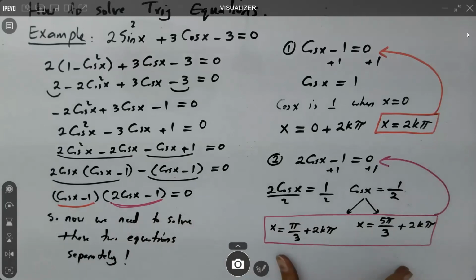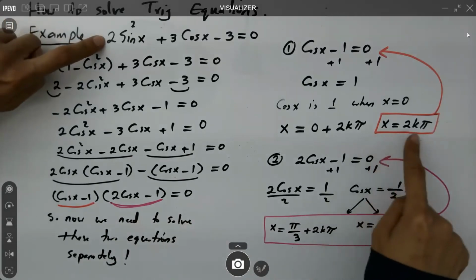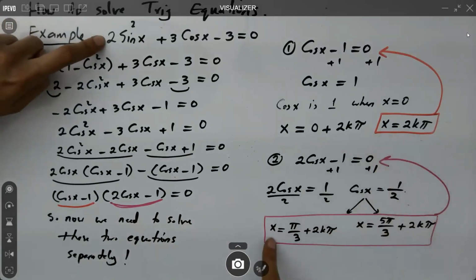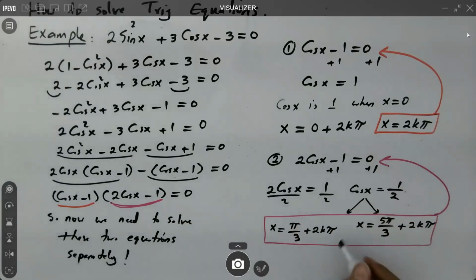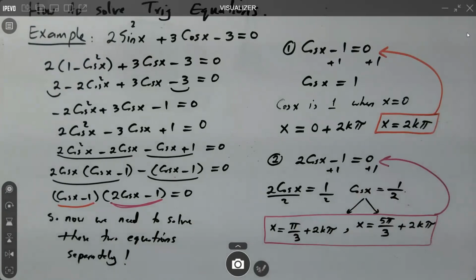So when you're representing the solution for this equation, x equals to 2k pi, x equals to pi over 3 plus 2k pi, and also x equals to 5 pi over 3 plus 2k pi. You need to list all of these solution sets as the solution for this equation.